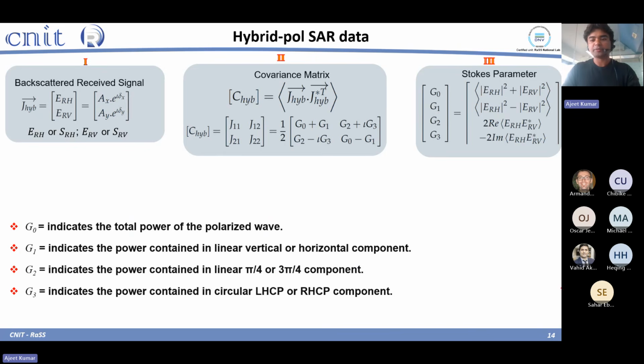Like if I ask you, if you have a LHCP, a left-hand circularly polarized wave, a pure left-hand circularly polarized wave, then the Stokes parameter will be something like 1001. That means the total intensity will be there, and there will be the fourth component, which indicates the circular polarization condition. And the other components will be zero. So usually we have backscattered information in a partially polarized nature, and then we decompose it into different scattering mechanisms. So we'll be discussing this.